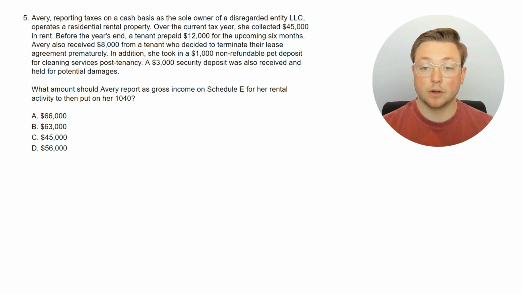A $3,000 security deposit was also received and held for potential damages. What amount should Avery report as gross income on her Schedule E for her rental activity to then put on her 1040? Okay, this is a little bit different. This is a Schedule E instead of a Schedule C.